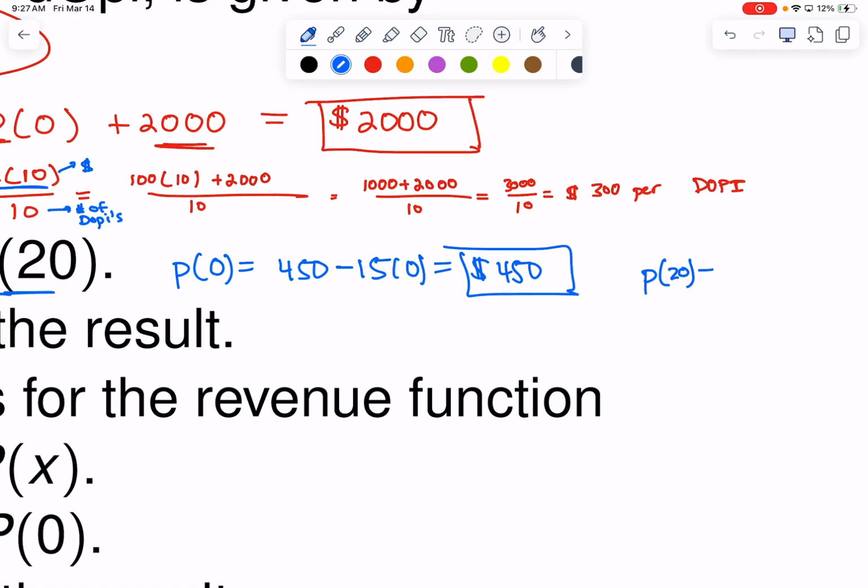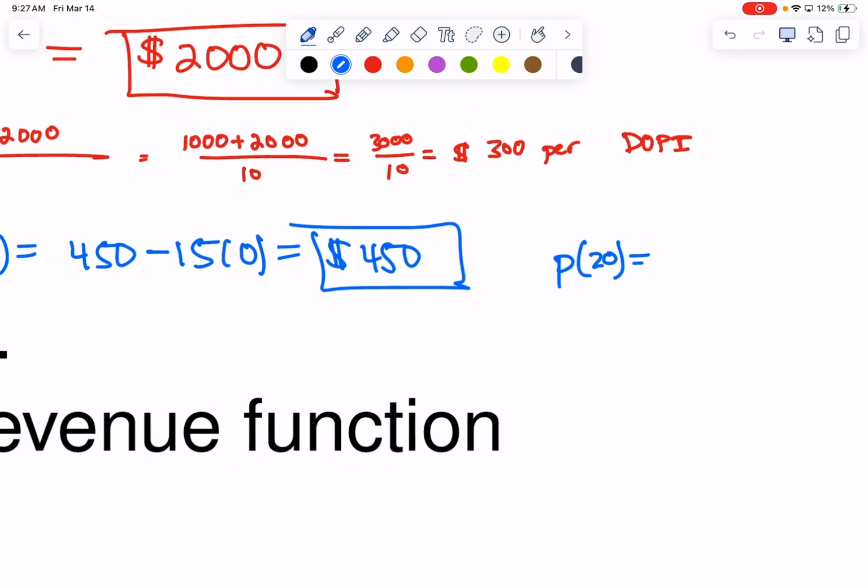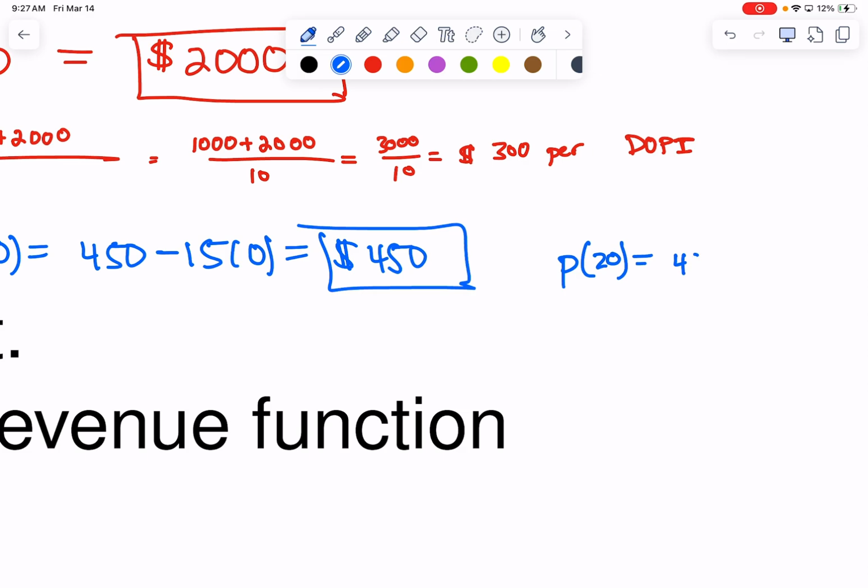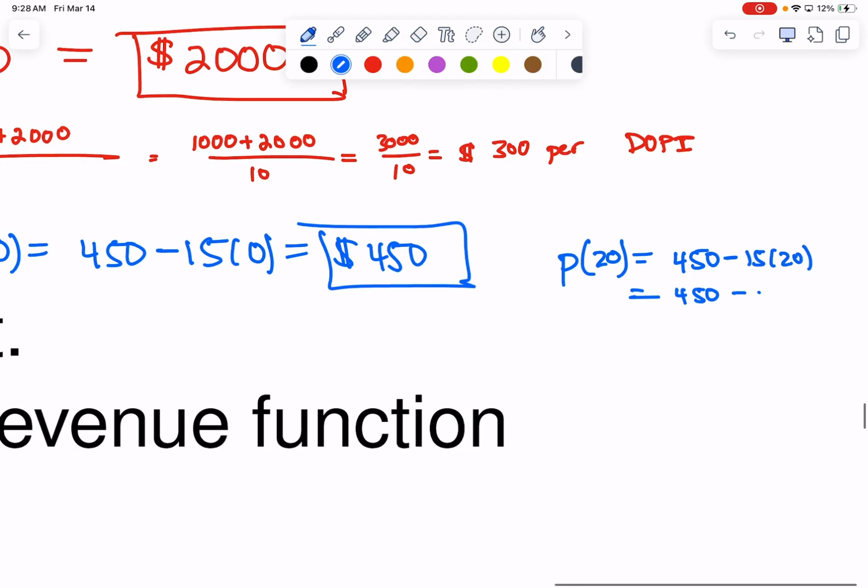If I make 20 dopies, what should I set the price for that month? 450 minus 15 times 20. 15 times 20 is 150, correct? Is that right? No, that's 300. And then the price would be 150. So if you make 20 dopies, you should set the price at $150.